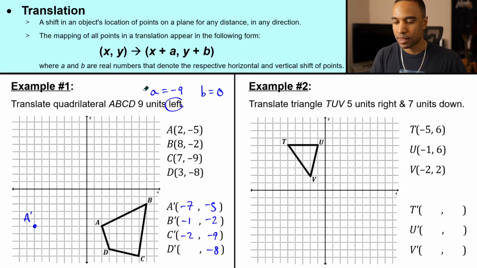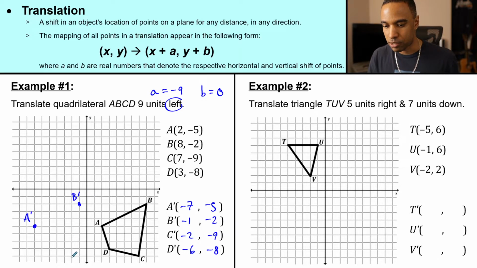So that's where I'm going to plot these last points here after calculating, and of course that's where they end up. So -7, -5; -1, -2 is my B prime; and then -2, -9 is my C prime; and then my D prime is going to be at -6, -8, I believe, right there. And then of course I should connect my dots, and then I'll be set. So that's another way of translating. Of course, counting is equivalent.